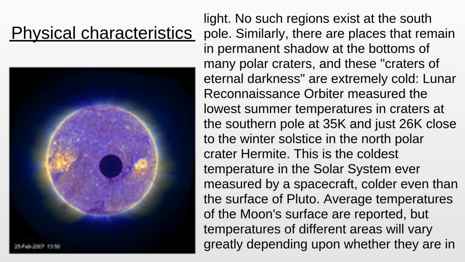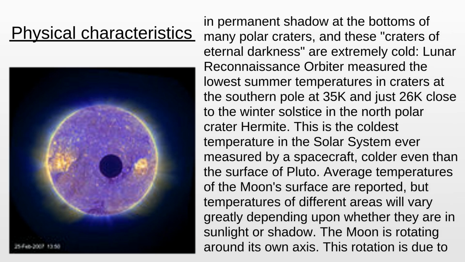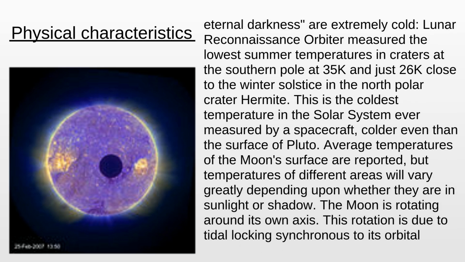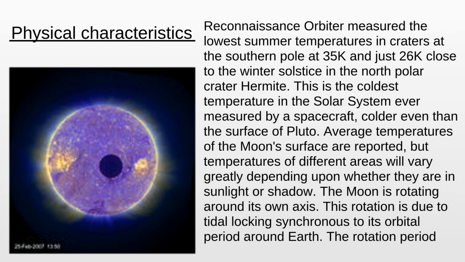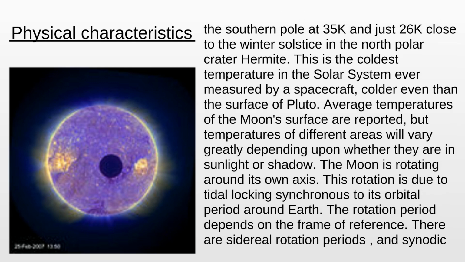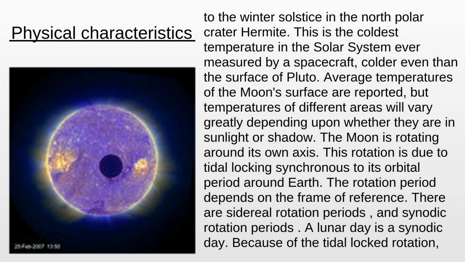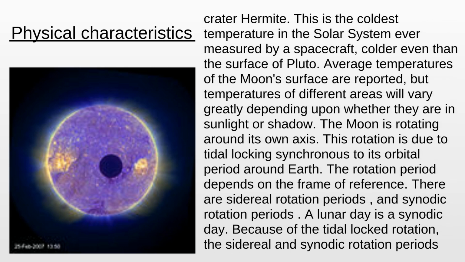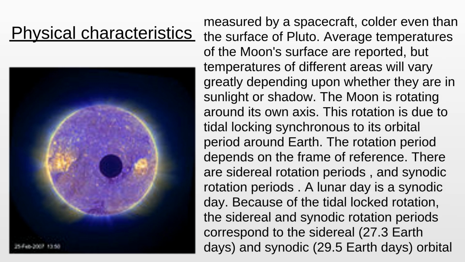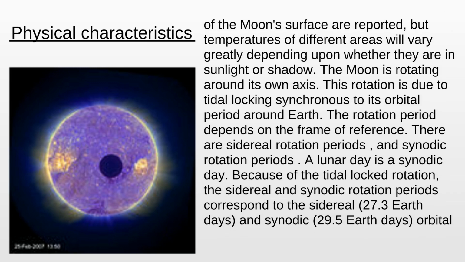Similarly, there are places that remain in permanent shadow at the bottoms of many polar craters, and these craters of eternal darkness are extremely cold. Lunar Reconnaissance Orbiter measured the lowest summer temperatures in craters at the southern pole at 35 K and just 26 K close to the winter solstice in the north polar crater Hermite. This is the coldest temperature in the solar system ever measured by a spacecraft, colder even than the surface of Pluto. Average temperatures of the moon's surface are reported, but temperatures of different areas will vary greatly depending upon whether they are in sunlight or shadow.